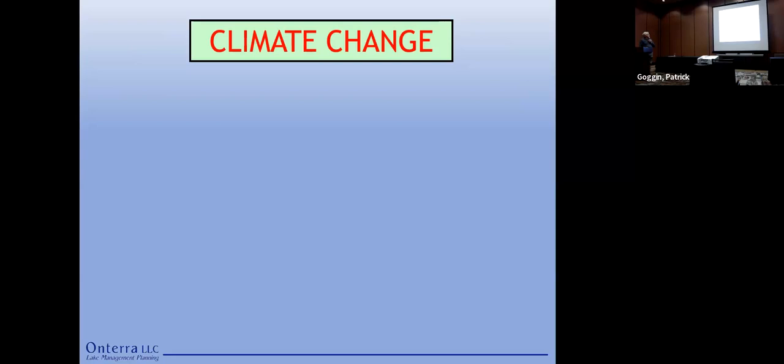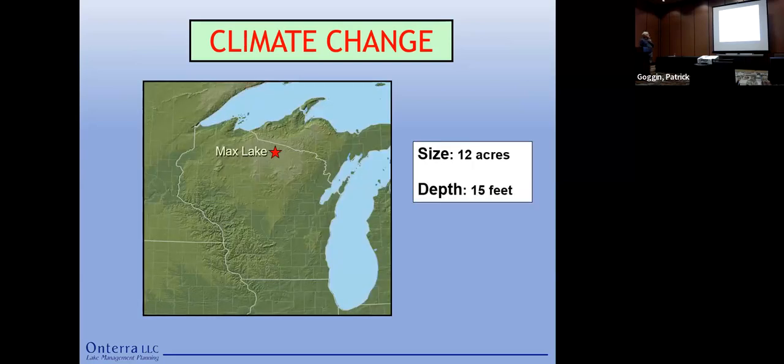So the first lake we'll talk about is Max Lake. Max Lake is just west of Trout Lake. It's a small seepage lake. The size is around 12 acres. The maximum depth is about 15 feet.